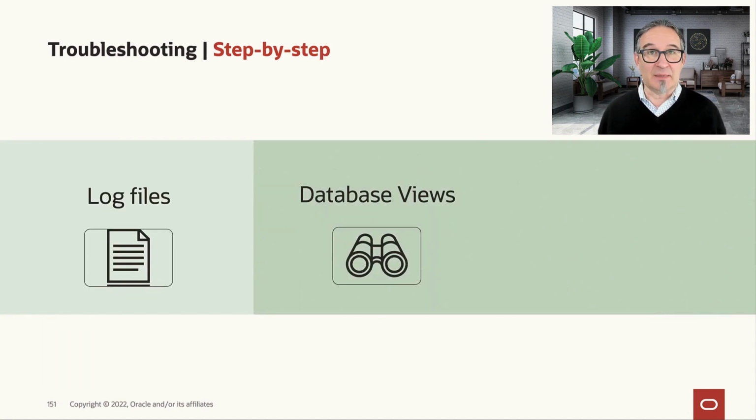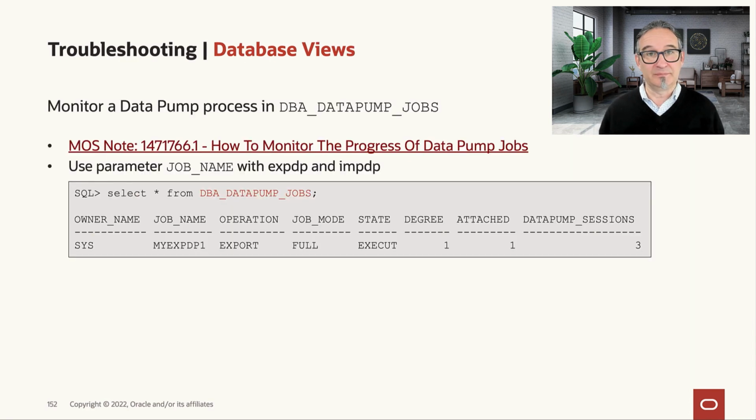Next thing is database views. Inside the database, we can see a lot about Data Pump already because it's using the API. And first of all, the most important view is DBA or CDB_DATAPUMP_JOBS. There we can monitor the progress of a Data Pump job.